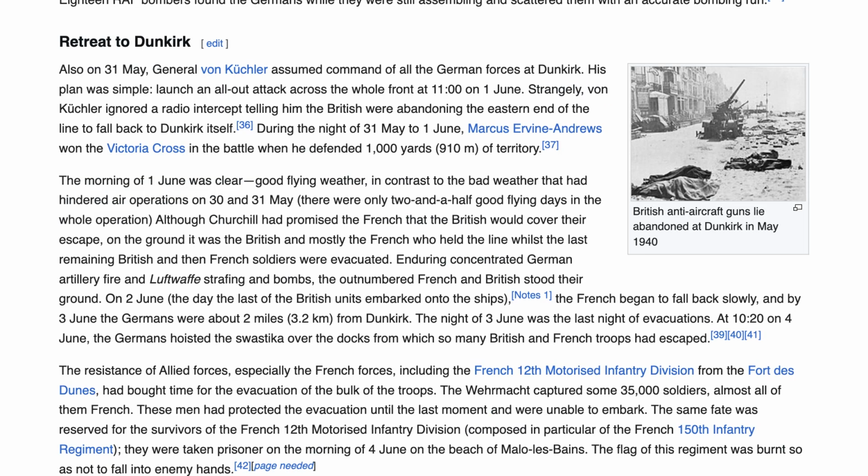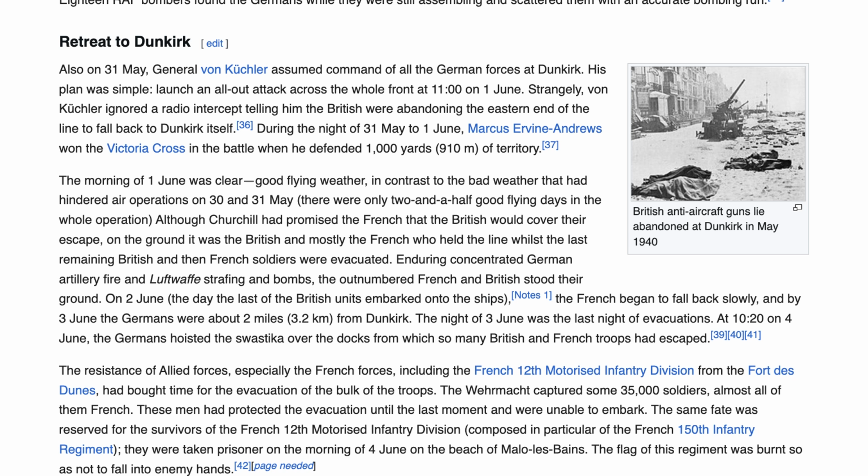Retreat to Dunkirk. Also on the 31st of May, General von Kuchler assumed command of all the German forces at Dunkirk. His plan was simple: launch an all-out attack across the whole front at 11 o'clock on the 1st of June. Strangely, von Kuchler ignored a radio intercept telling him the British were abandoning the eastern end of the line to fall back to Dunkirk itself. During the night of the 31st of May to the 1st of June, Marcus Irvine Andrews won the Victoria Cross in the battle when he defended 1,000 yards (910 meters) of territory.